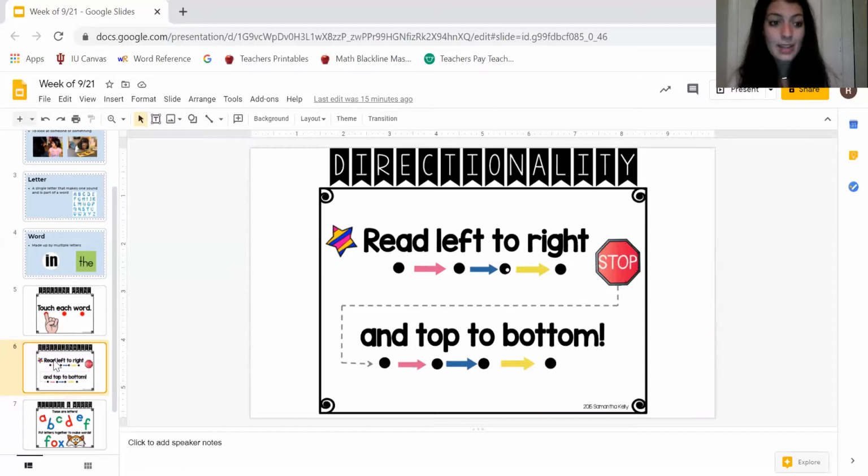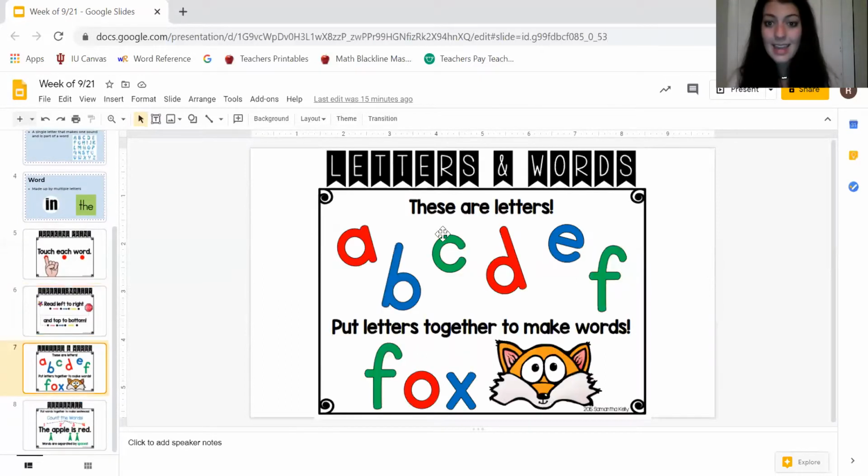Now let's look at our other posters. These are letters. A, B, C, D, E, F. Those are letters. If you put letters together, you make words. Like this word right here is fox. The letters F, O, X are put together to make a word.